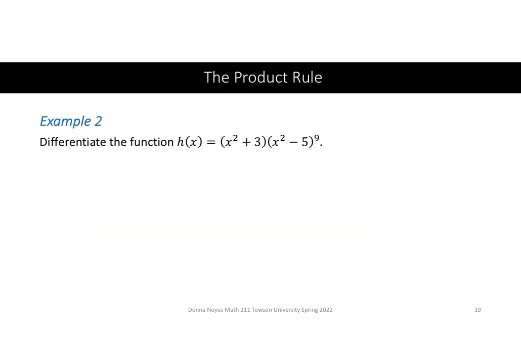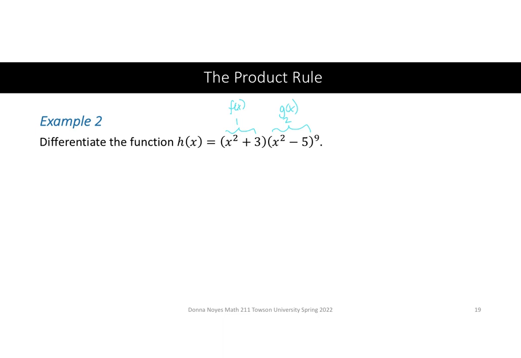Let's try another example. For example 2, we want to differentiate the function h of x that equals x squared plus 3 times x squared minus 5 to the ninth. So I'm hoping you realize when we do a derivative of the second binomial here, since it has an exponent, we're going to have to use the chain rule. So this is going to be our first function, and this one will be our second.